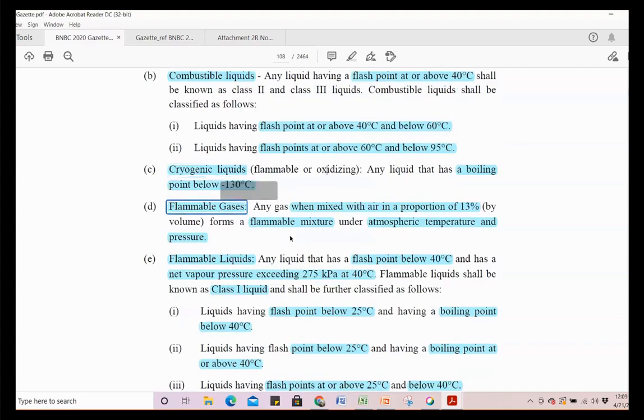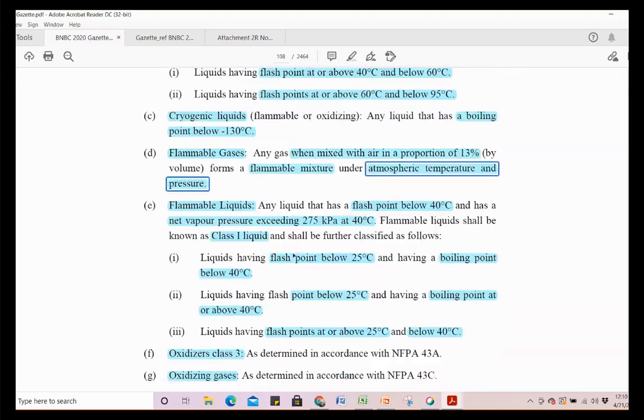Flammable gases: any gas which, when mixed with air in a proportion of 13% by volume, forms a flammable mixture under atmospheric temperature and pressure. So if any such gases are present there, and of course more than exempted quantity, it will be categorized as J1.